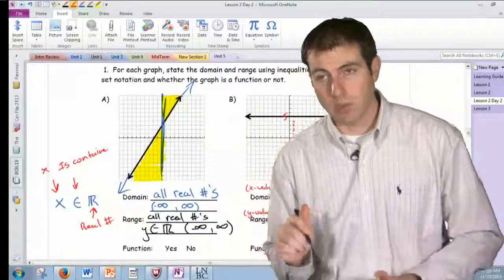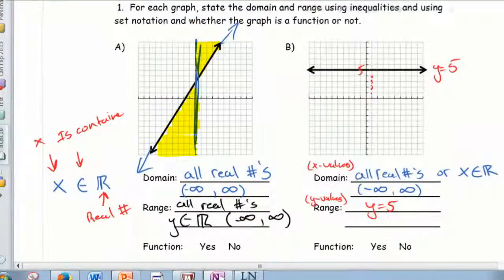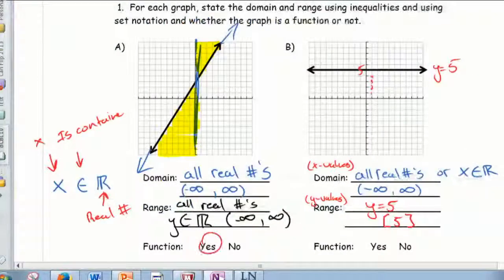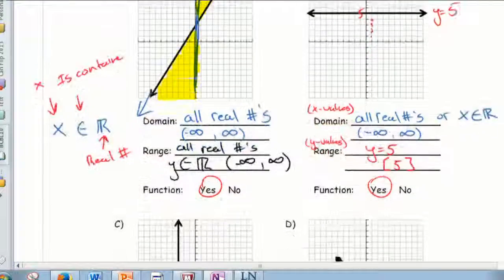I could write it as y equals 5, or I could write it as a 5 in square brackets. So these are all different ways of representing this. Function, I didn't even see this function thing. Is this a function? Yes, it passes the vertical line test. So that is that.